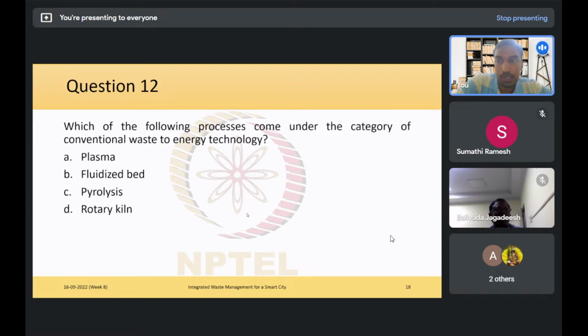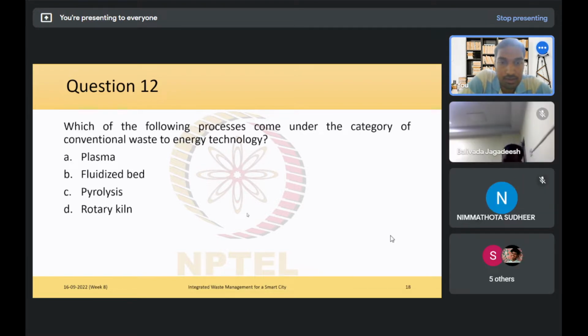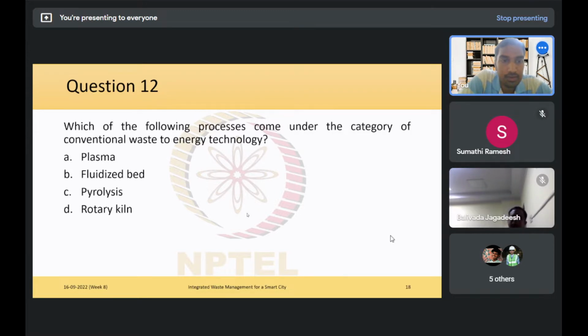Okay, we have option B, fluidized bed. Option C, option B, C again, B. Okay, so people switch between B and C. Any other answers? Anybody thinks it's A or D?